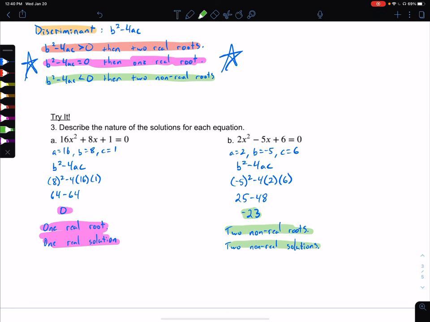Again, all we're looking to do here is just describe the nature of the solutions. We're not being asked to say what the solutions specifically are, just the nature of them. That's it. Use the discriminant, plug it in, be careful with your negatives as always, and you'll be able to determine it. Use this little chart up top, and you'll be good.